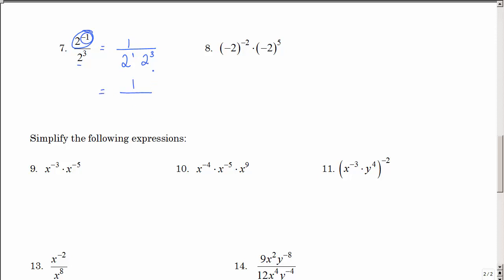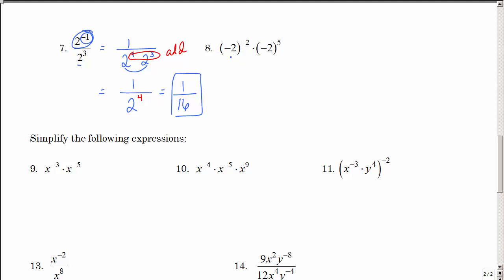Now I don't have any negative exponents. I can keep the base and add those exponents. And now I can evaluate that, and that's 1/16. You could have gotten there by subtracting and dealing with all those negatives, but please, please, please, let's just make those negatives positives when you can.